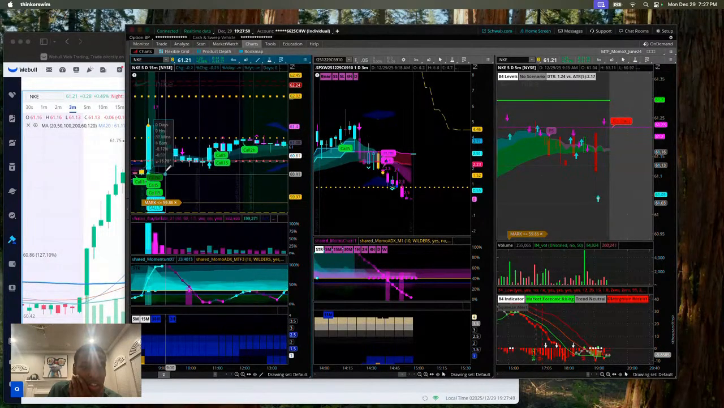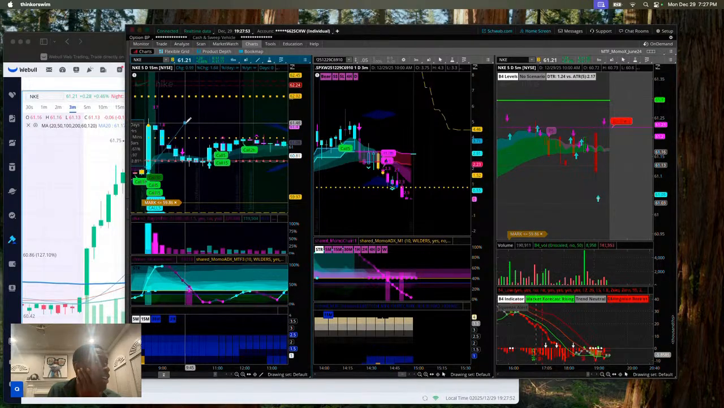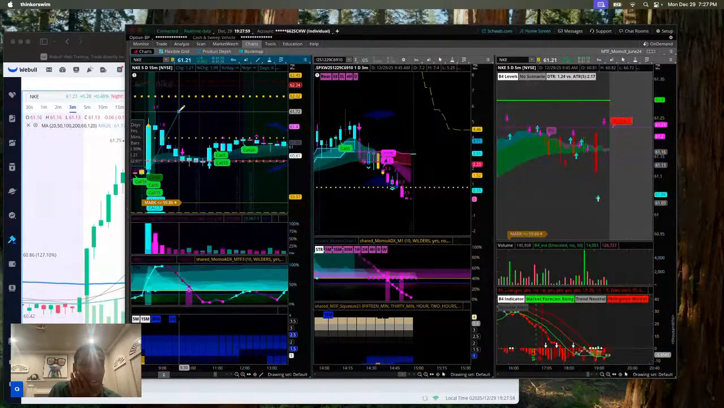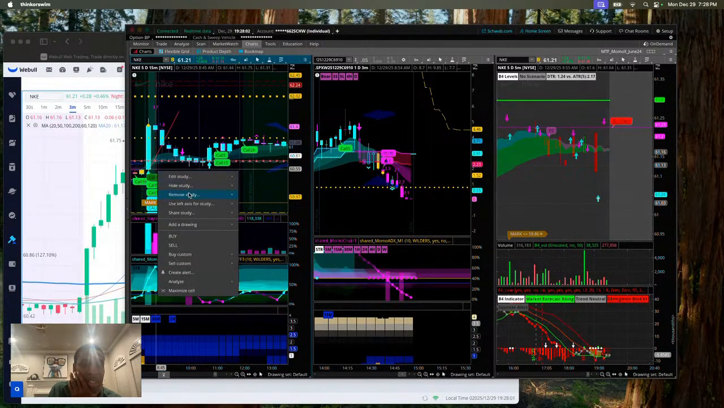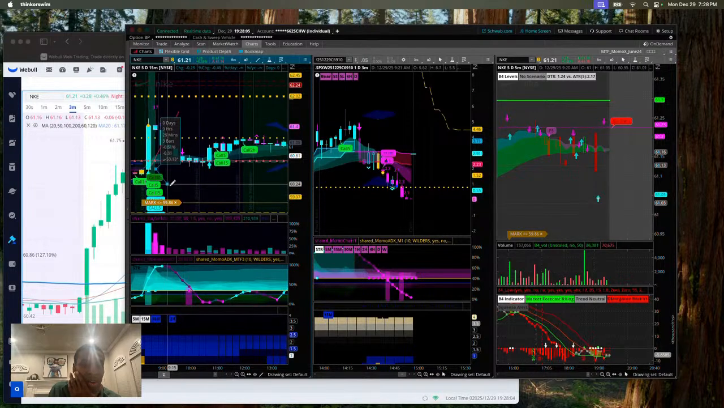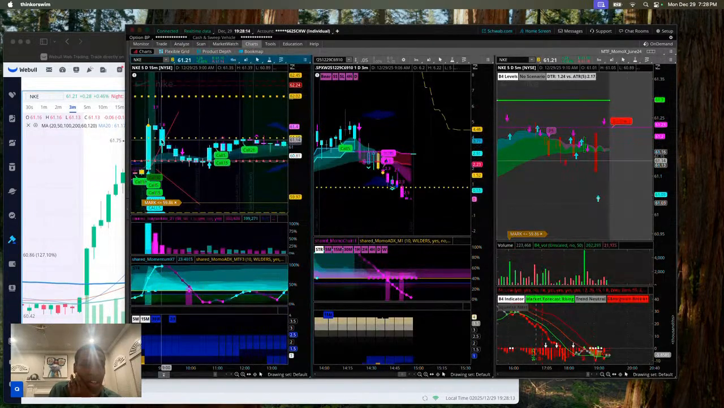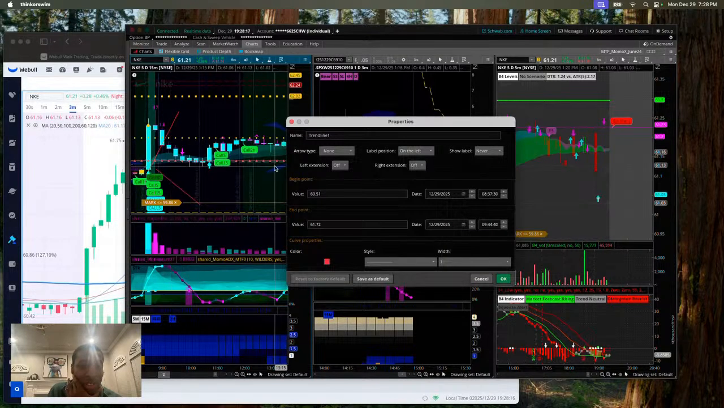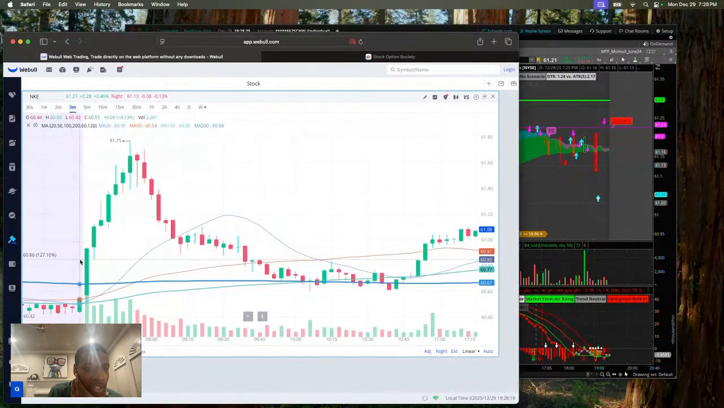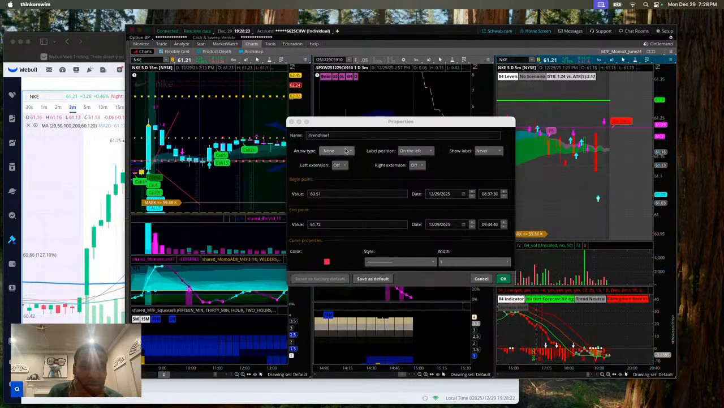I would grab my little drawing tool, and as you can see, once I move it up and down, it tells me how much it moves. I would grab it one more time because I want the upside and the downside, because remember the expected move is plus or minus $1.34 from where we opened. I can simply double click and edit it. I said it was 60.57, and then I want to go up $1.30, so roughly 61.80.